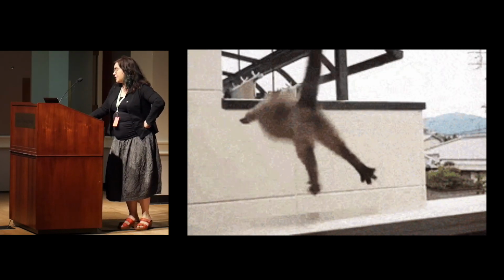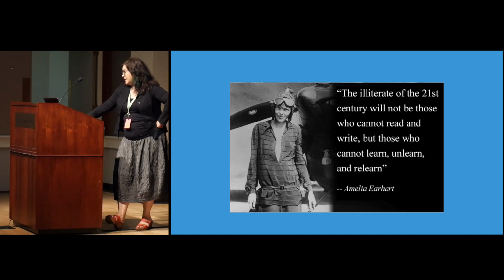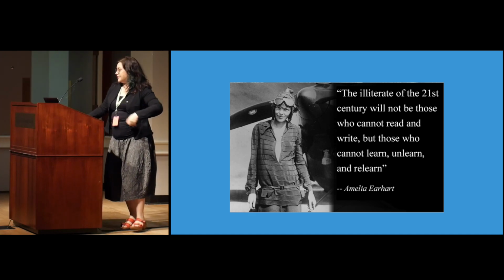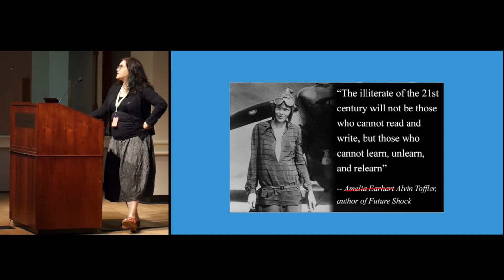So as the adventurous and wonderful Amelia Earhart said, the illiterate of the 21st century will not be those who can read and write, but those who cannot learn, unlearn, and relearn, right? Those are the illiterate ones. Learning and then relearning. And guess what? That wasn't by Amelia Earhart. It was by Alvin Toffler.